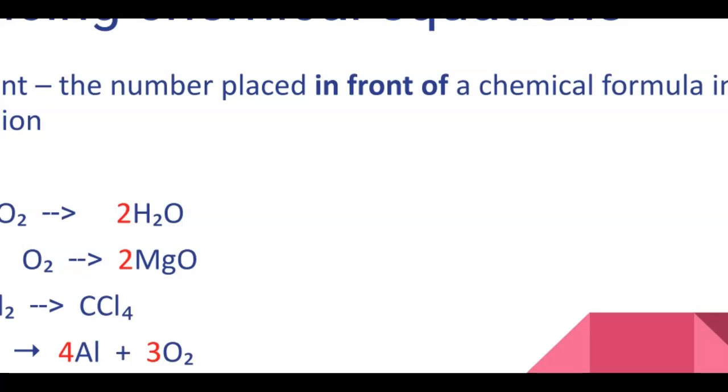So 2 times 2 gives me 4 for the Al2O3 for the aluminum. 2 times 3 gives me 6 oxygens. So on the product side, I needed to put a 3 in front of the O2 to give me 6 oxygens, and 4 in front of the Al because the Al represented 1.